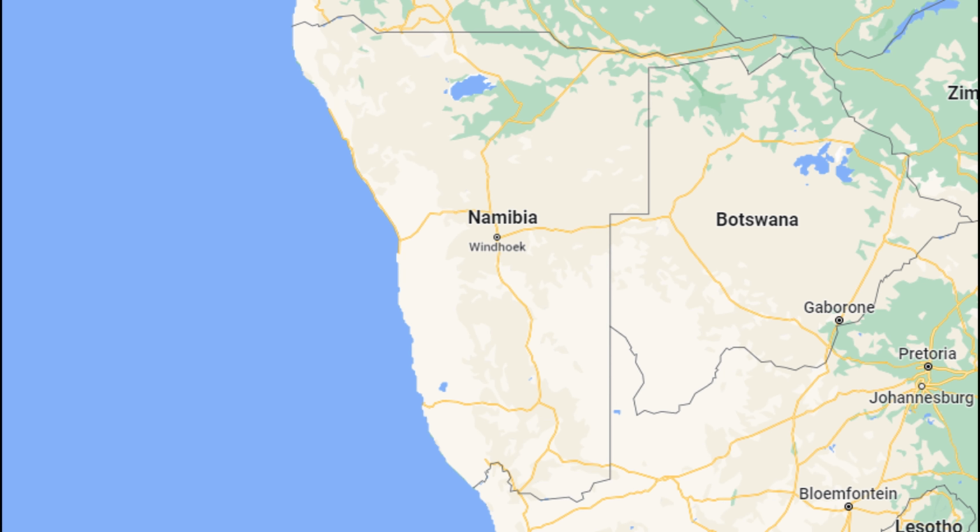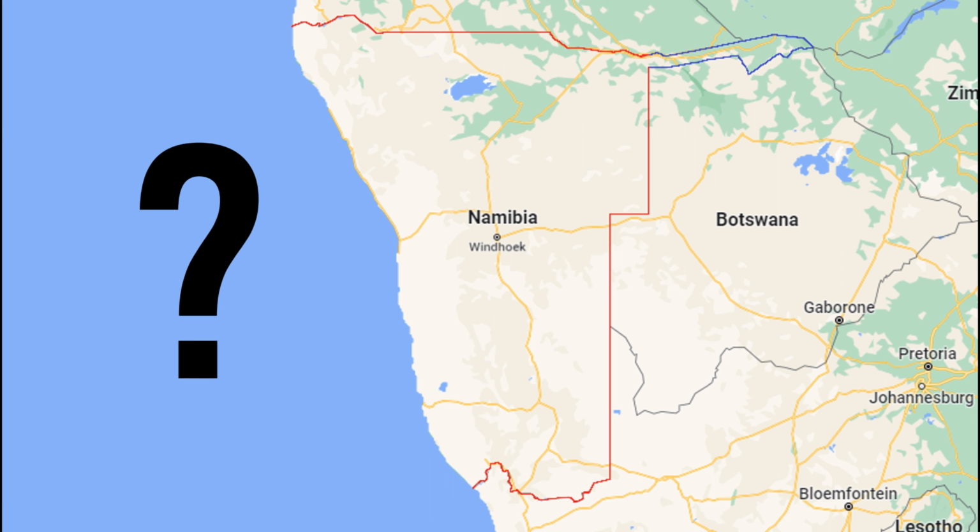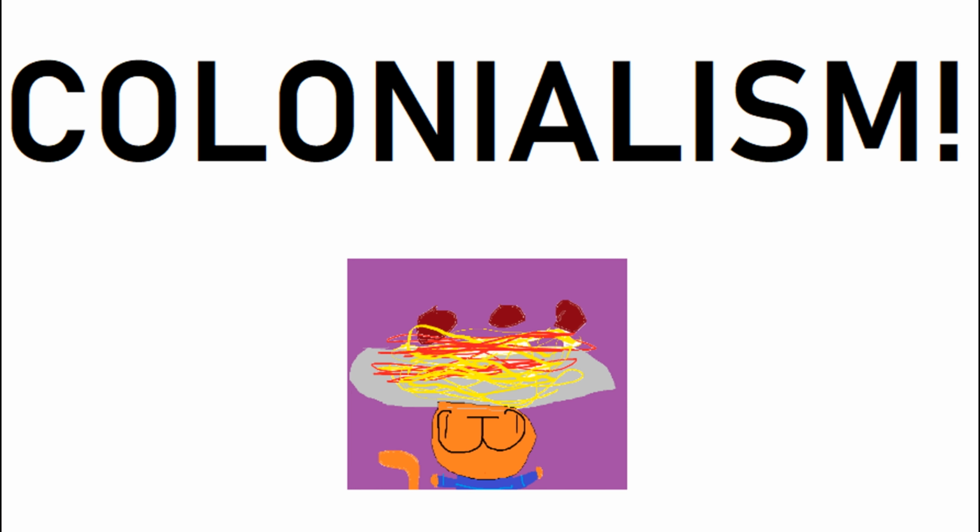Next up is Namibia's Caprivi Strip, which is already pretty noticeable right away. While the rest of Namibia has relatively straight borders, the Caprivi Strip extends far out in the east, nearly bordering Zimbabwe. Now, why does it do this? Well, once again, the answer is colonialism!